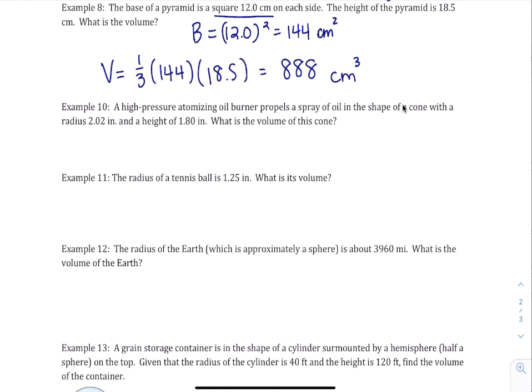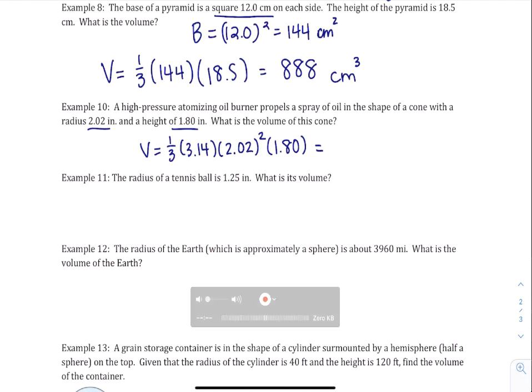This oil burner will spray oil in the shape of a cone. We know the radius and we know the height, so we can go ahead and plug into our formula, because the volume for a cone is 1/3 pi 3.14 r squared 2.02 squared times height. So we evaluate this. 1/3 times 3.14 times 2.02 squared times 1.8, and we get 7.69 cubic inches.